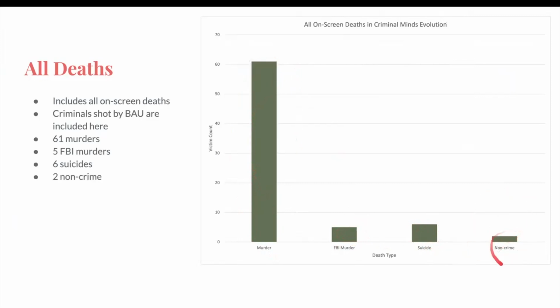Both of the non-crime deaths are in season 3, one of which was Ariel Ramsey, who just kind of dies. She has some sort of immune system disease, and so she just kind of dies. And the other one is Will, who had an aneurysm and also just kind of died.